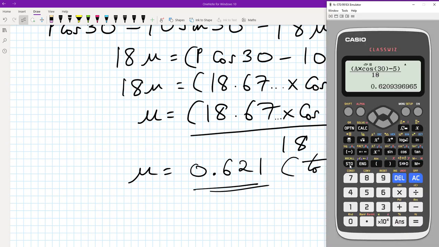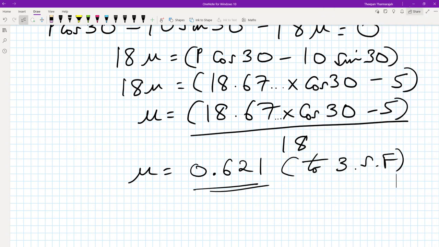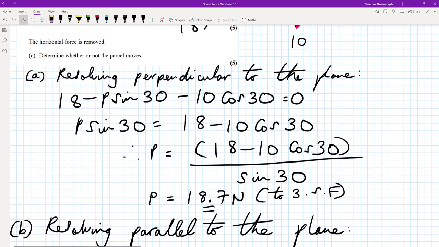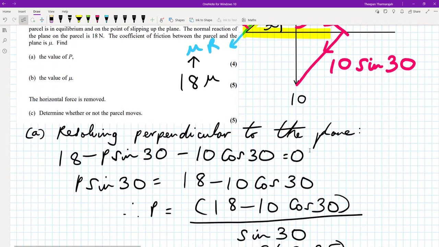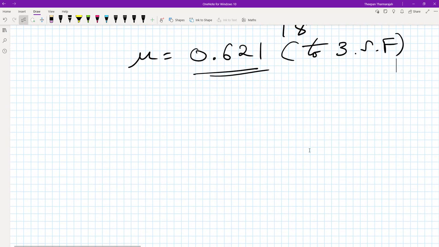I'm also going to store that into memory. So now for part C, the horizontal force is now removed. Determine whether or not the particle or the parcel moves. So now we need to draw a new diagram for part C.